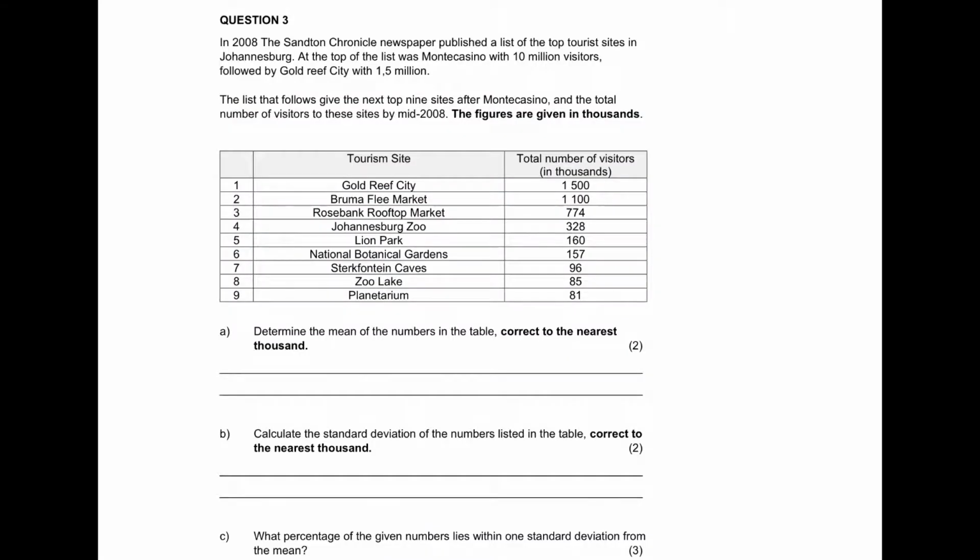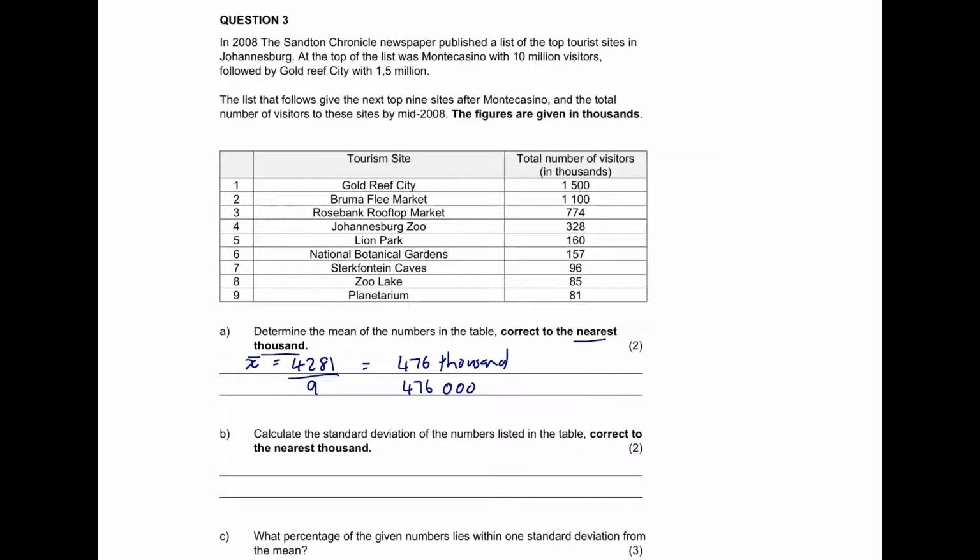Question 3a. For the mean, you need to add up all the values in the table, all 9 values, and divide by 9. So we get 4,281 divided by 9, and remember they asked for correct to the nearest 1,000, so that gives us 476,000 once we round off. So you can either write it like that, or you can write 476,000.